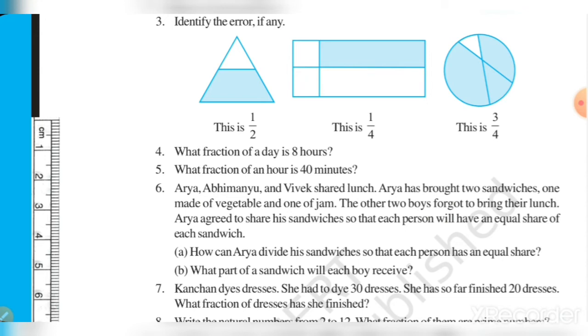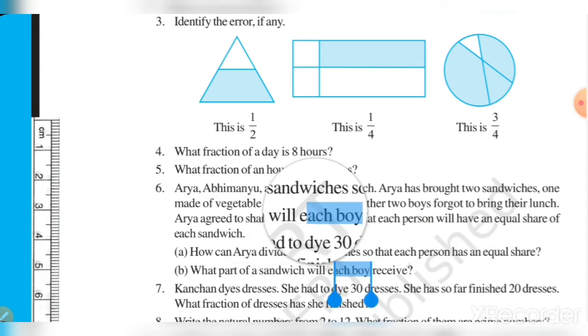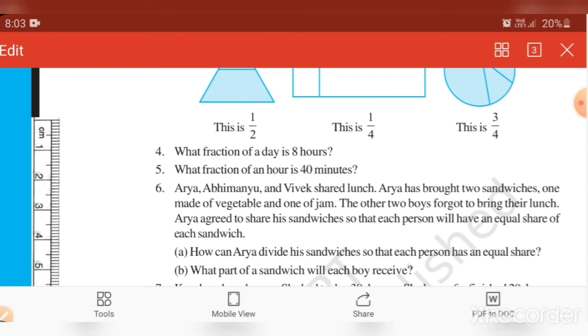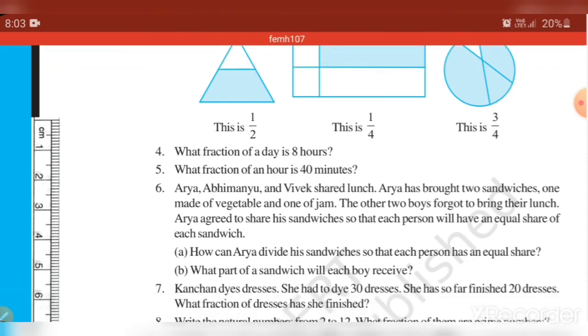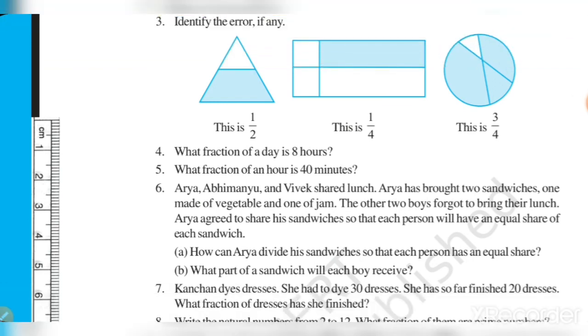Question 6. Arya, Abhimanyu and Vivek shared lunch. Arya has bought 2 sandwiches, one made of vegetable and one of jam. The other 2 boys forgot to bring their lunch. Arya agreed to share his sandwiches so that each person will have an equal share of each sandwich. How can Arya divide his sandwich so that each person has an equal share?